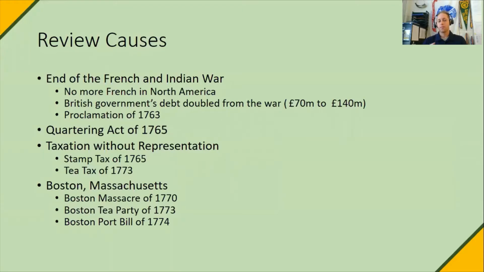Second one, British government's debt doubled from the war. Money is going to be a big part of the outbreak for the American Revolution. And something we've probably all heard in passing, even if it's half joking, is no taxation without representation. And so this debt here is going to very much tie into the taxation issues with the colonists later on.